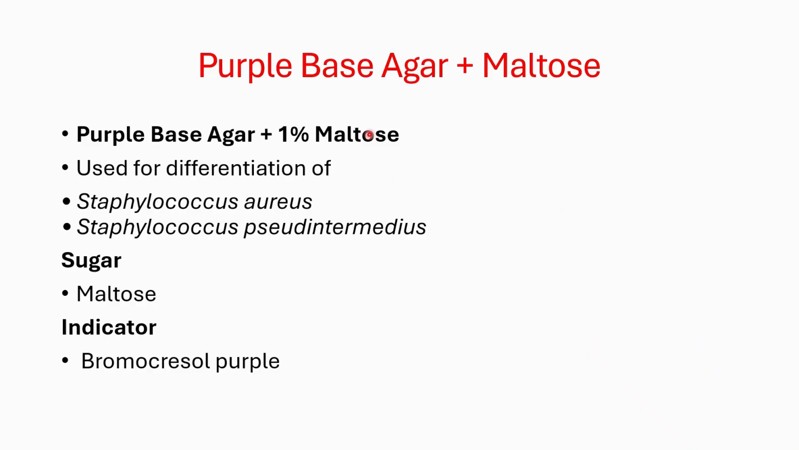Next is purple base agar supplemented with 1% maltose. It is used for the presumptive identification of Staphylococcus aureus and Staphylococcus pseudintermedius. The medium contains bromocresol purple, which acts as a pH indicator. When maltose is fermented, acid production causes a color change in the medium, which helps differentiate between these bacterial species.